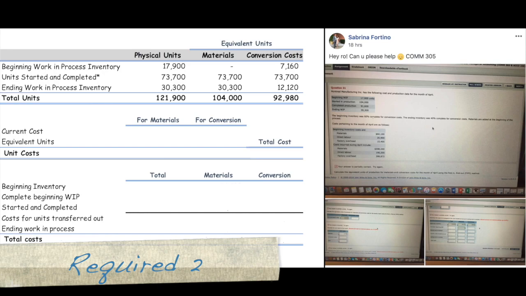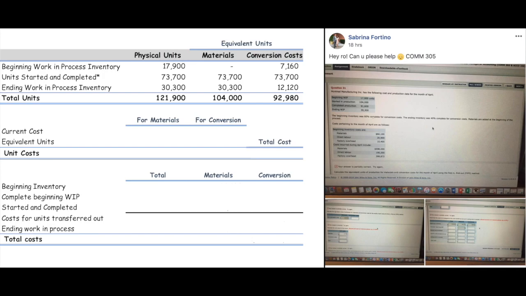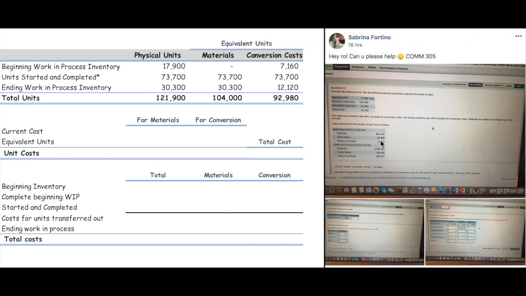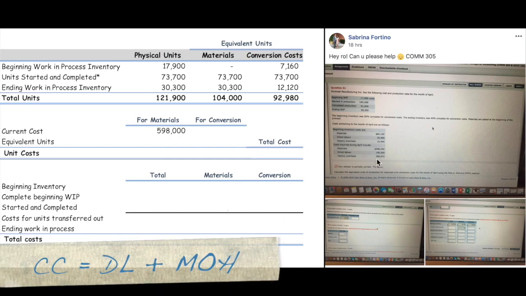In required 2, we're asked to calculate the unit cost for materials, the unit cost for conversion, and the total unit manufacturing cost for a product. Under the FIFO method, in this step, you're only looking at the current costs that have happened in April. You're not looking at any of the costs that pertains to your beginning inventory. So for materials, the current cost is $598,000. And for conversion, we're really just going to add up the direct labor and the factory overhead simply because those two items together are called conversion costs.